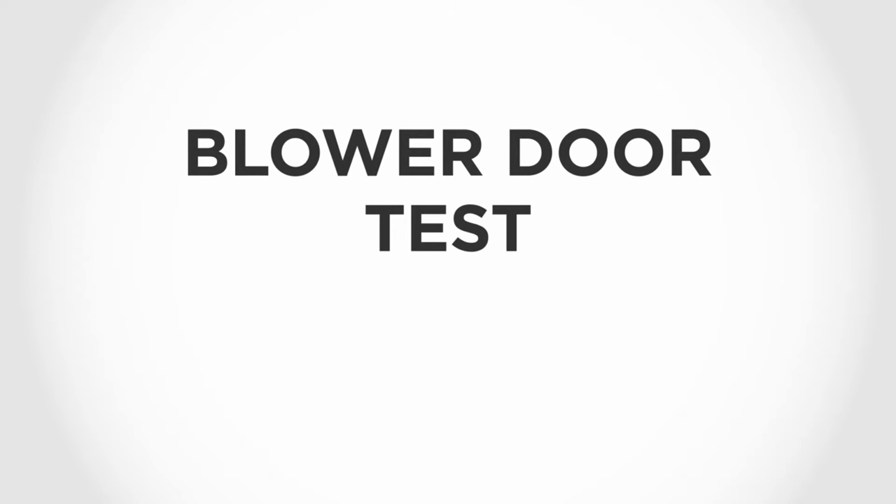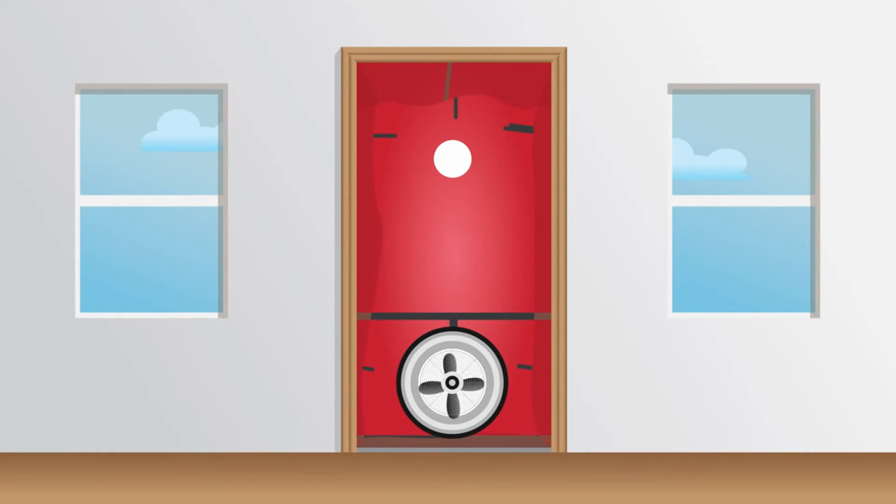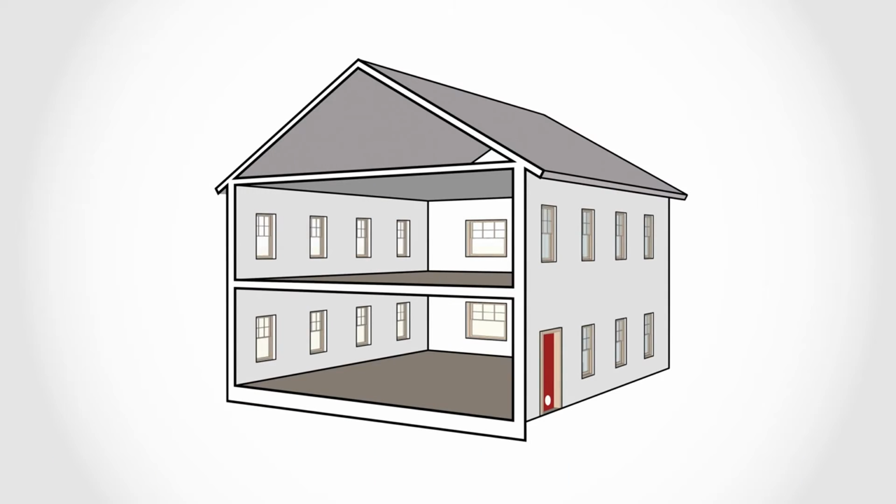Once construction is completed, the law requires that a blower door test is used to demonstrate air tightness of 3 air changes per hour or less. A blower door is a high-power fan that is set in a doorway to create a pressure differential of 50 pascals between the inside and the outside of the house. This pressure difference pulls air in through any openings, including cracks between materials and gaps around penetrations.